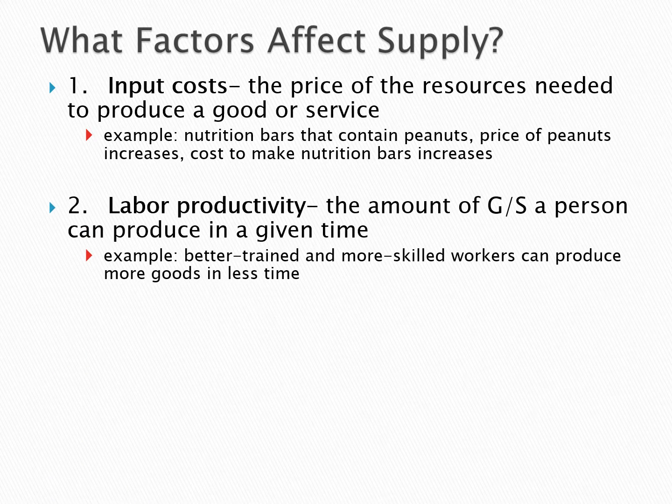Second one is labor productivity. This is simply how good your workers are. In short, usually better trained, happier workers are better workers. They make more product. Whereas workers that are unhappy or not as well trained, they make less products. So again, this talks about how productive your workers are.